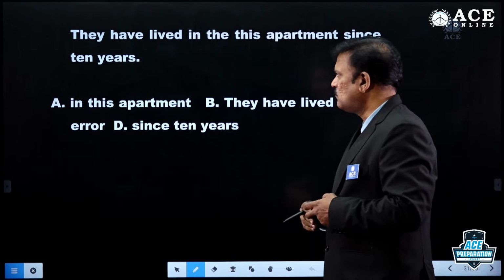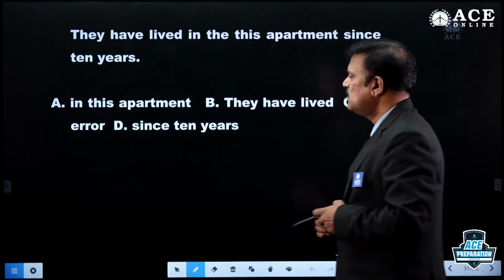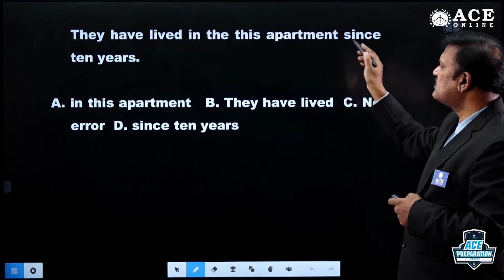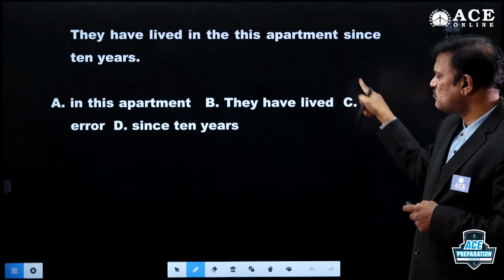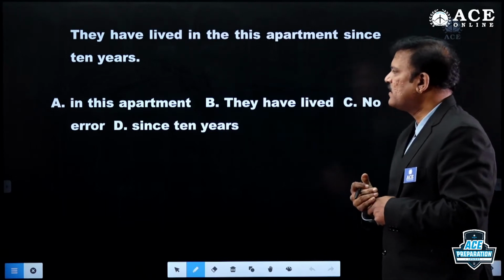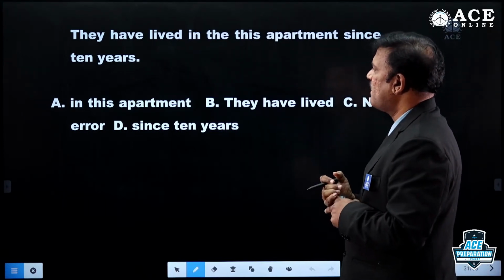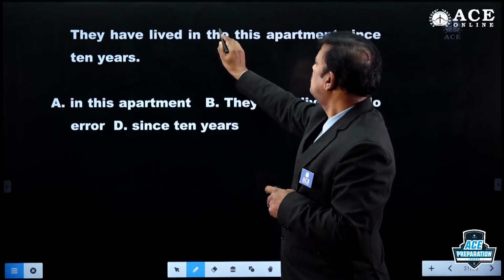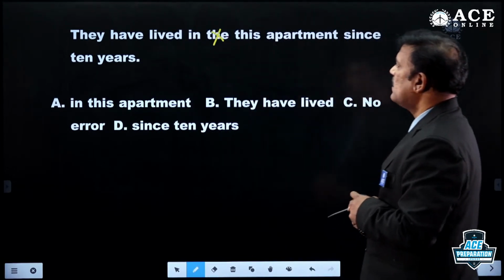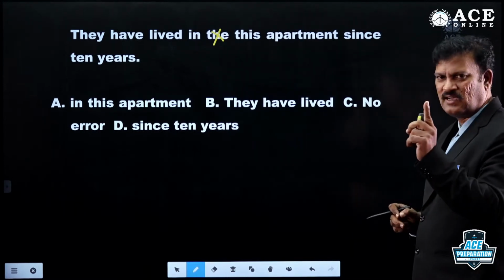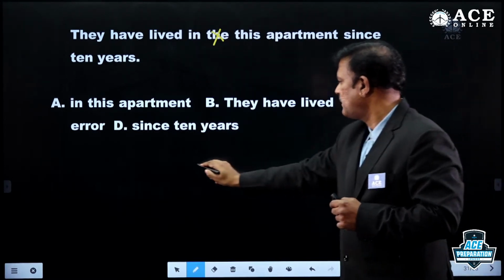This is also, I think, last year's question. Here, it says identify which part of the sentence has got the problem. You have to identify that. You don't have to correct here, but still, we can correct to understand. They have lived in this apartment since 10 years. I think this is a printing mistake. I was talking about this.